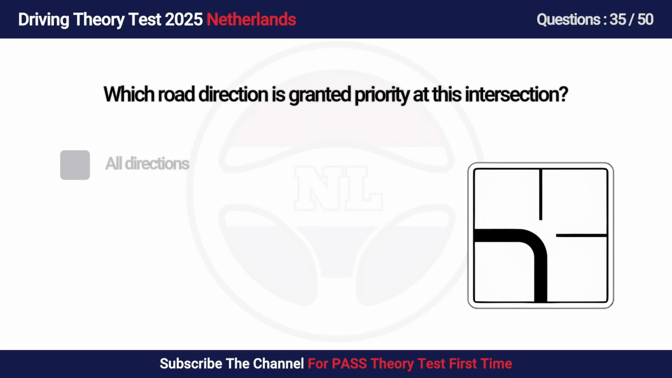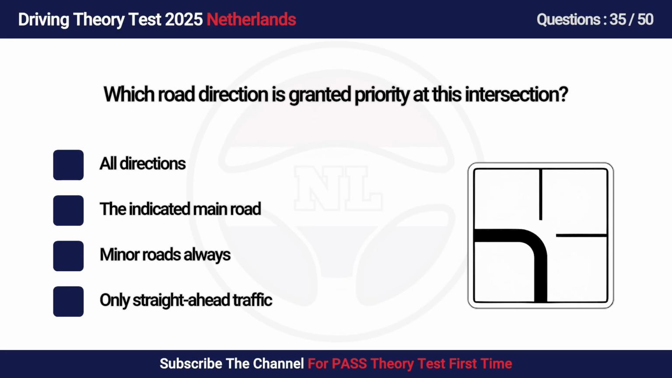Question 35. Which road direction is granted priority at this intersection? A. All directions, B. The main road, C. Minor roads always, D. Only straight ahead traffic.